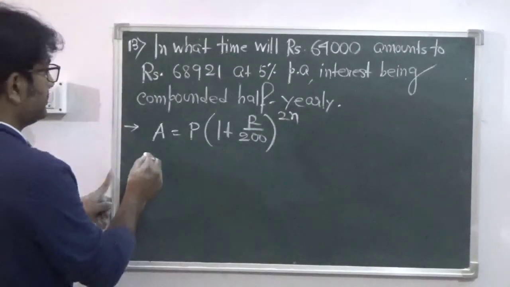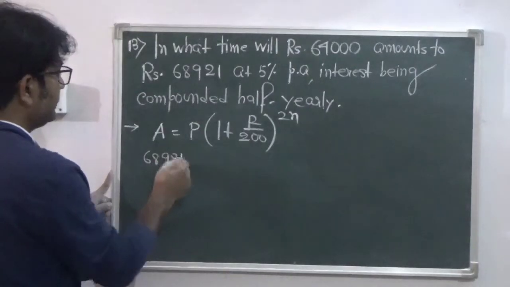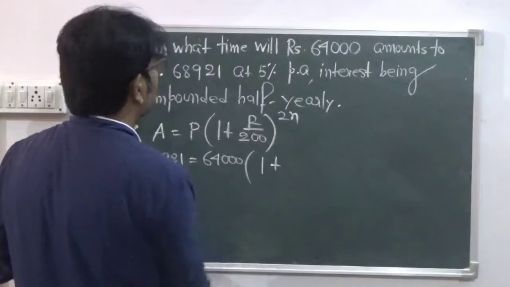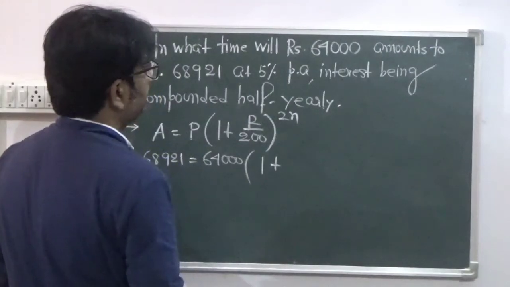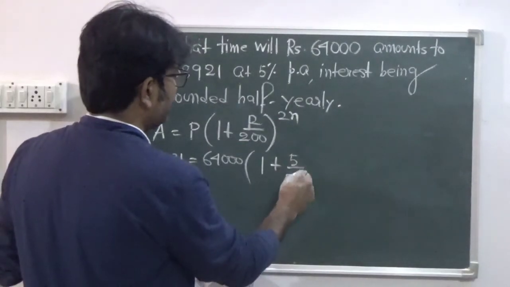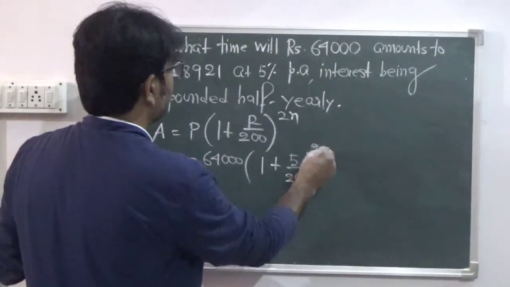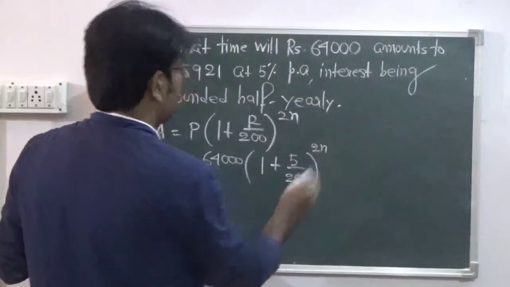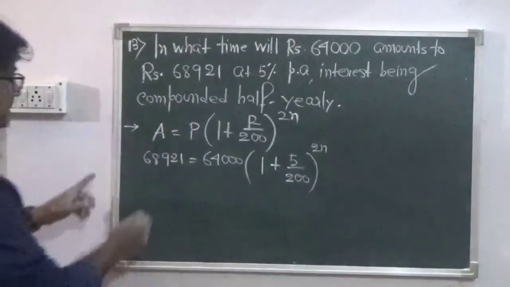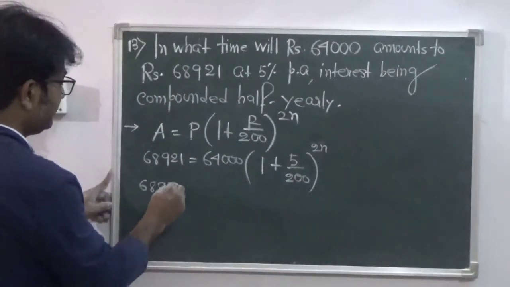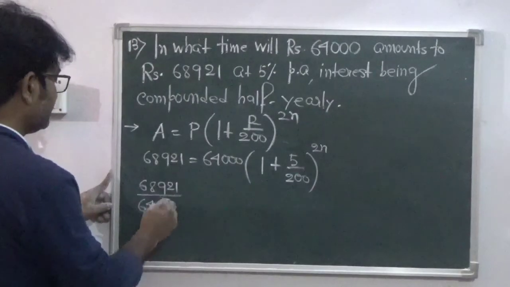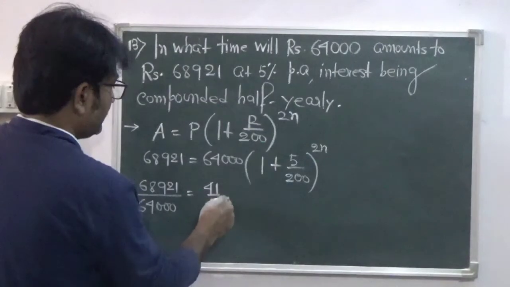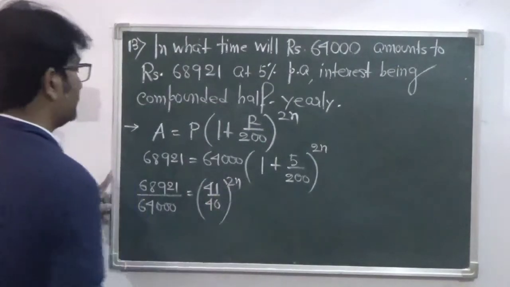So it is P into (1 plus R by 200) to the power 2n. The amount given is 68921. P is 64,000. So it is 1 plus rate given is 5, so 5 by 200, to the power 2n. So you have to find the value of n. So it is 68921 by 64000 equals again (41 by 40) to the power 2n.